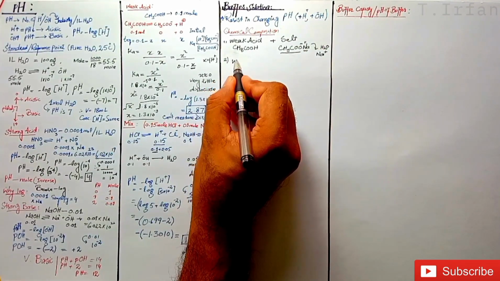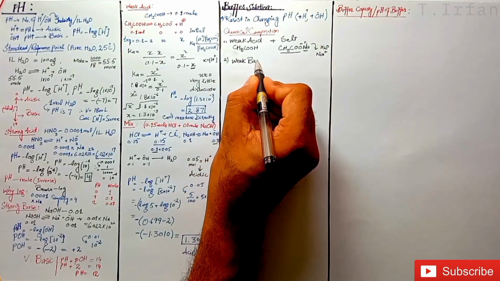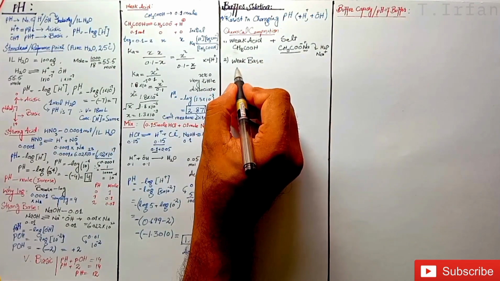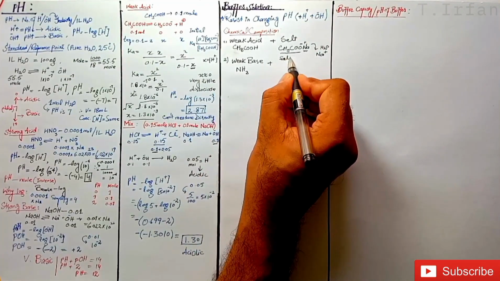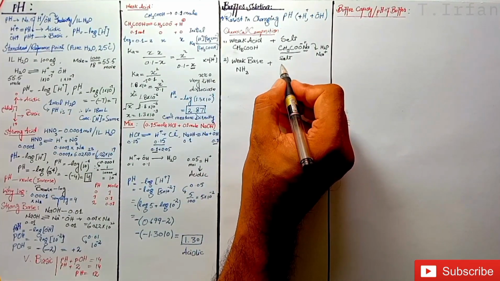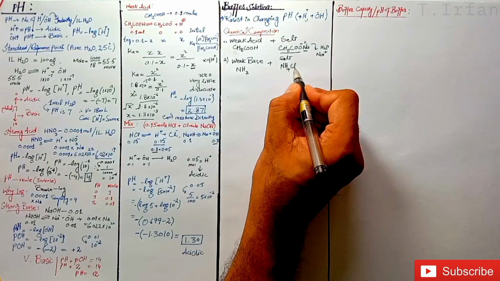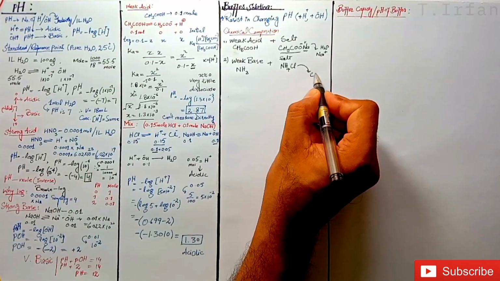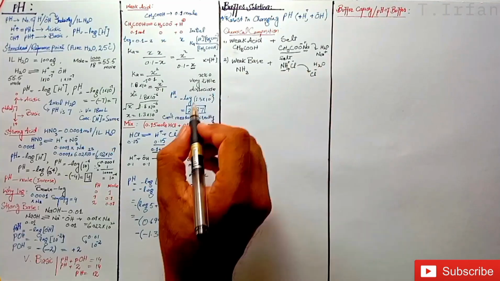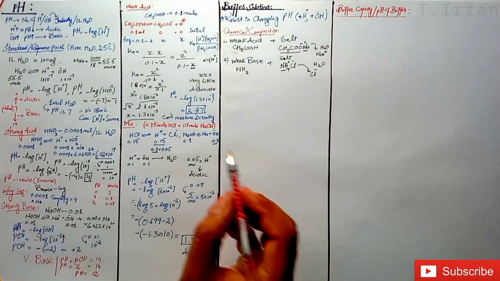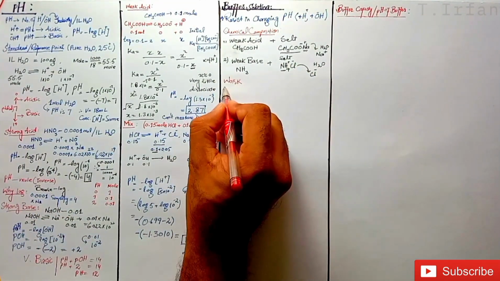We can also form buffer solution by using a weak base such as ammonia and by using the salt of this weak base, which is ammonium chloride. In aqueous solution, ammonium chloride dissociates completely and forms ammonium ion and chloride ion. How do different buffer solutions work?